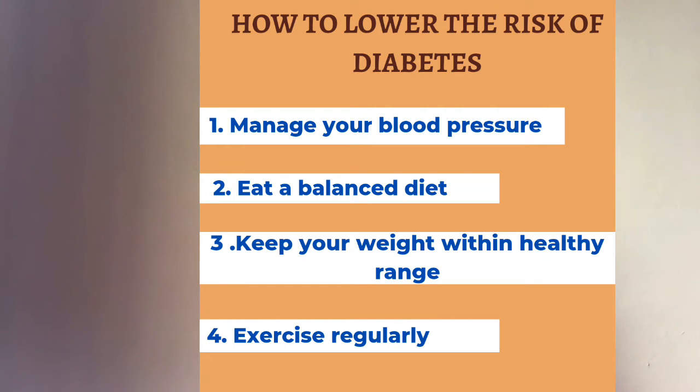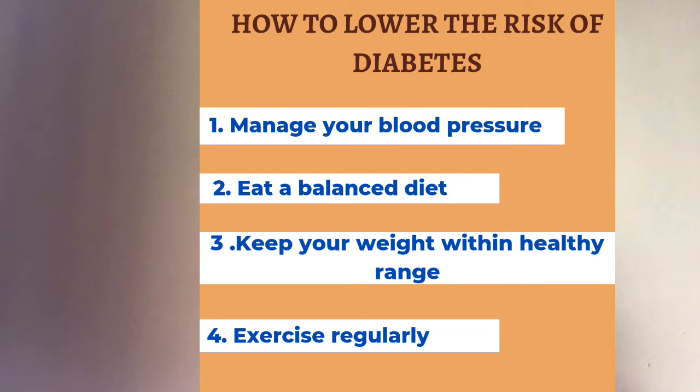Now coming to my main topic, or the main point of today's session, is how to lower the risk of diabetes. What are we supposed to do? How can we reduce the risk of diabetes? First of all, manage your blood pressure. Yes. Regularly check your blood pressure to know how to lower it or manage it. Avoid thinking too much. Worry less. Stress less. Yes, you have to manage your blood pressure in order to reduce the risk of diabetes.